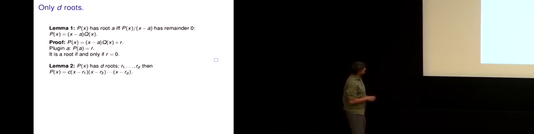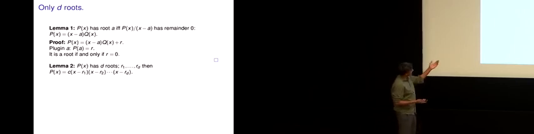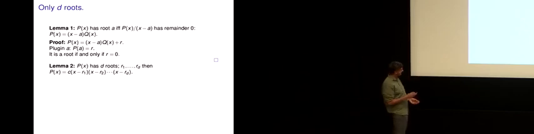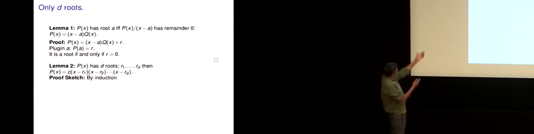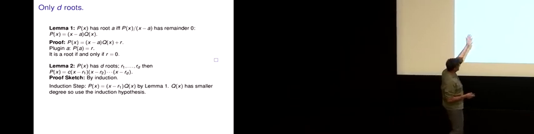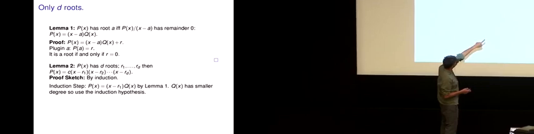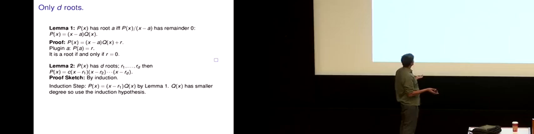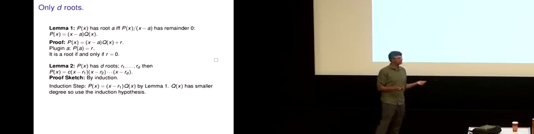Okay. Now the second one, it's clear what we're going to do here. What are we going to do? What's the proof? By induction. Okay? We just did it for one, right? So what we say is, there's the base case or whatever, who cares? P of x is equal to x minus r1 times q of x by lemma 1. Q of x has smaller degree, so you use the induction hypothesis. Multiply together. That's it.